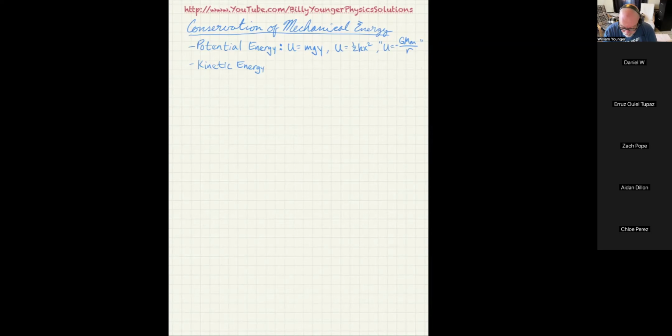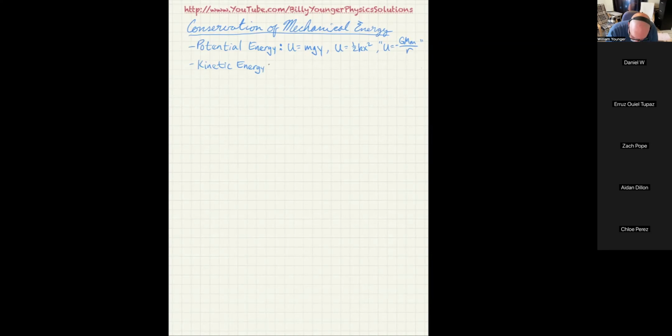That U equals negative GMm over R is the potential energy that you'd have at a distance R away if your mass is m and you're a distance R away from your mass big M. The mass big M is supposed to be like the mass of a planet or a moon or an asteroid or something like that, and the little m would be your mass. So that's some of the different potential energies.